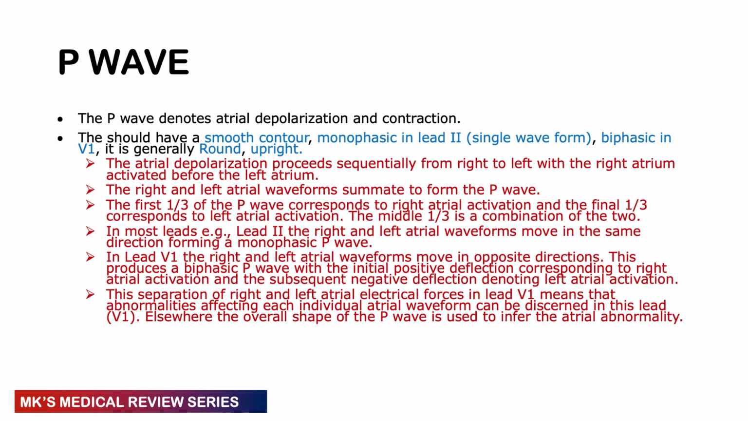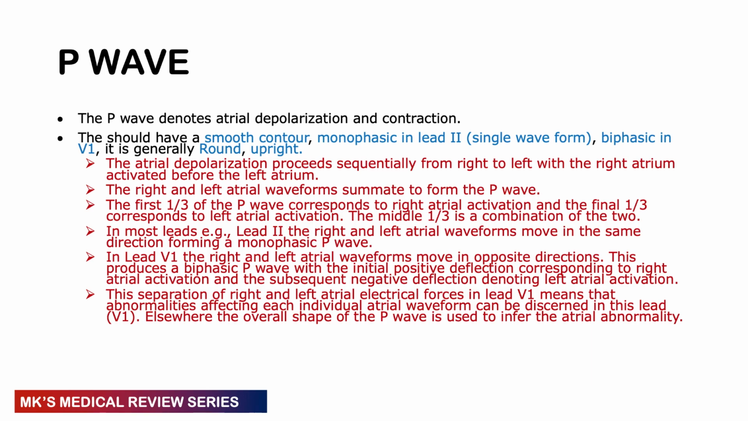So keep in mind that the impulse starts off in the SA node, and remember that the SA node is found in the right atrium. When the SA node fires, it's going to depolarize the atrium, and this is going to result in contraction of the atrium. This results in a characteristic wave that we see on the ECG, which is known as the P wave.